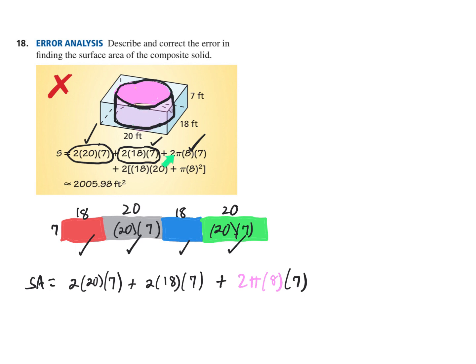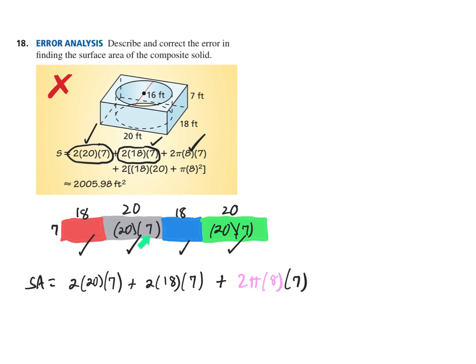Because the circle's radius is 8, and the height of that wall is 7. You can see here that the diameter is 16. That's why we know the radius of the circle is 8. So 2 pi times 8 is the circumference of that circle, and 7 is the height.